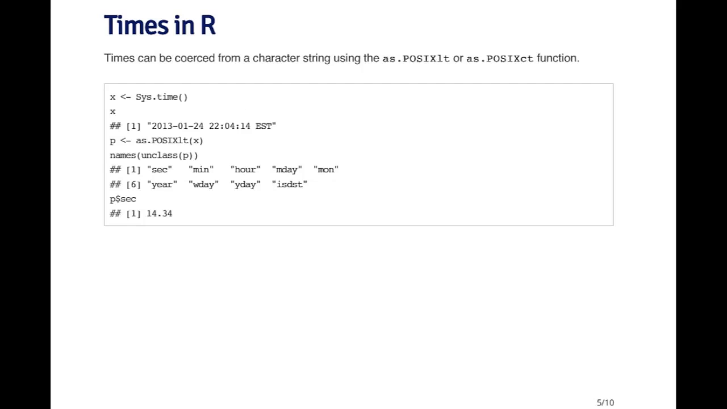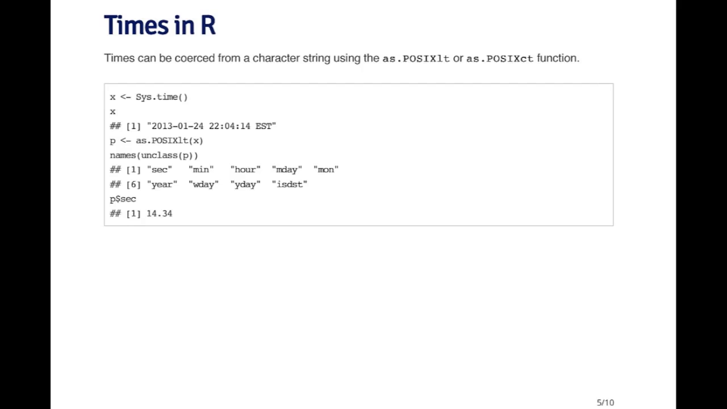You can coerce things back and forth between POSIXlt and POSIXct if you want, using the as.POSIXlt or the as.POSIXct function. So, for example, the Sys.time function here just gives you the current time as it's known by the system, and you can see that it prints out in a year, month, day format, and then an hour, minute, second format, and then the time zone, which is Eastern Standard Time right now. So you can convert this to a POSIXlt using as.POSIXlt.